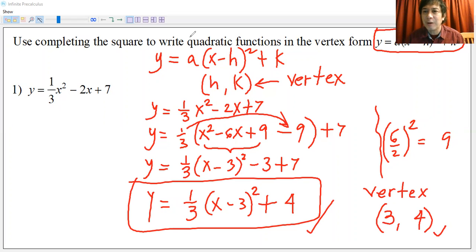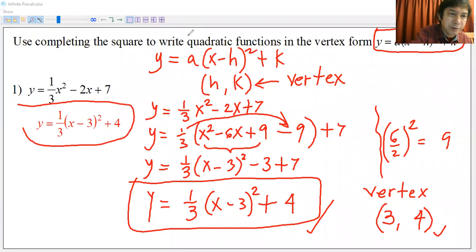And you can compare that to the required equation in the instruction. And so we shall verify the answer. We can find it displayed by the computer. It's over here. So y is equal to 1/3 times the quantity x minus 3 squared plus 4.